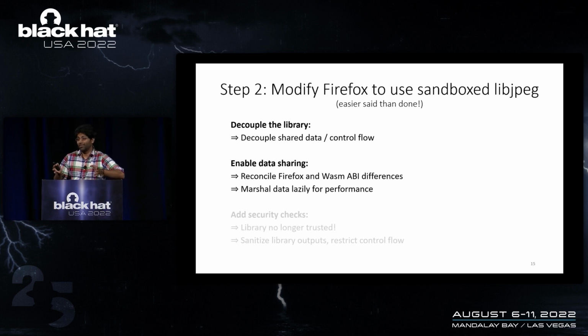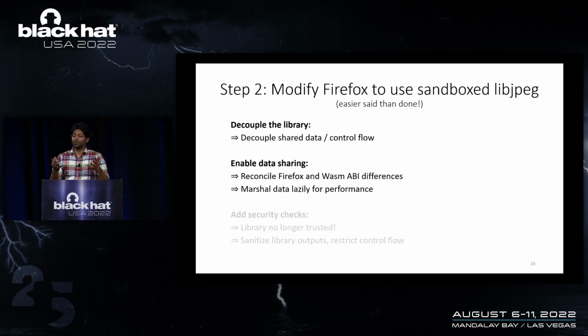Because components now have their own separate memories, we need to marshal data back and forth between different components. And this is actually made challenging by a couple of different factors. The first one is WebAssembly is a different compiler. It has a different ABI. It has different calling conventions. Some of these are chosen for performance reasons, but they are different from the rest of Firefox. So we now need to deal with this.